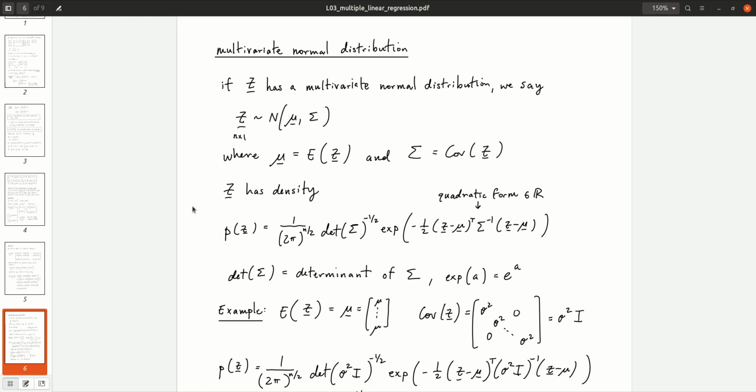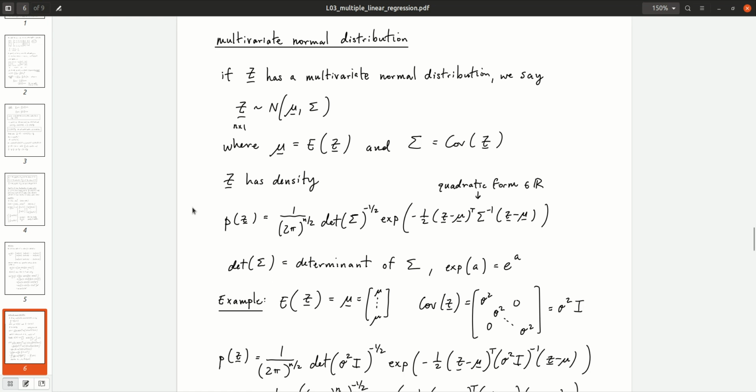If Z has a multivariate normal distribution, we write it like this, N(mu, sigma). And the joint density function for the random vector Z has the following formula: 1 over (2 pi) to the n over 2 power. N is the length, or dimension, of Z. We take the determinant of the covariance matrix raised to the minus 1/2 power. And then we do e to the following scalar: minus 1/2 times (z minus mu) transpose times sigma inverse times (z minus mu).